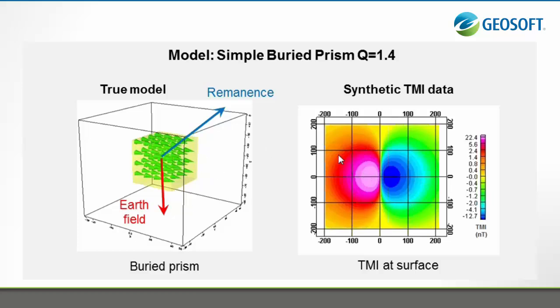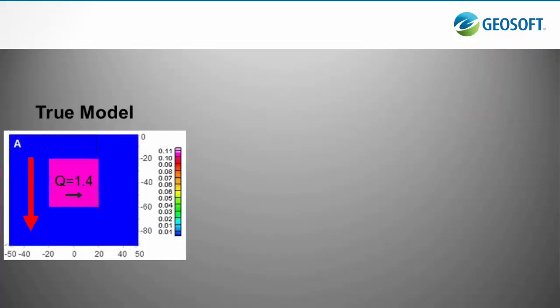So now we have some synthetic data, and we'd like to take this data and invert it and see what we get. And if we are able to invert the magnetic vector, we should get something that looks like the cube. And if we're not, we'll get something different. So let's look at this in section now.